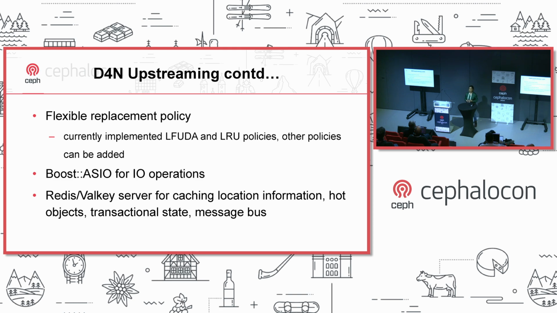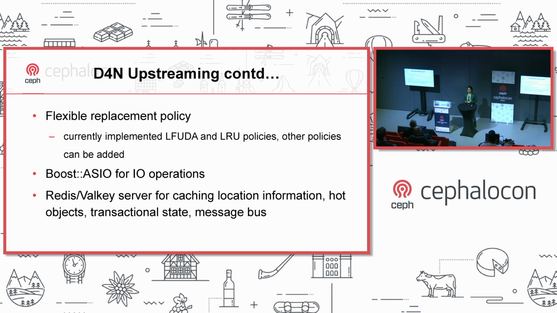We have the directory driver that abstracts away the directory in this case. So the directory is based on the Redis server. As of now, since the Redis open source license has changed, we've shifted to Valkey. Valkey is a fork of the open source Redis project. So in our testing and development efforts, we've been using Valkey in the D4N project currently.